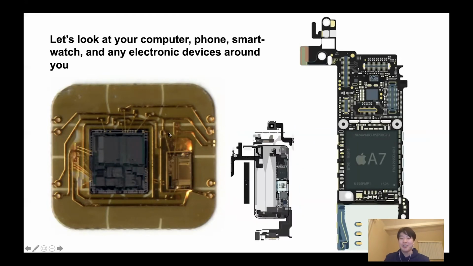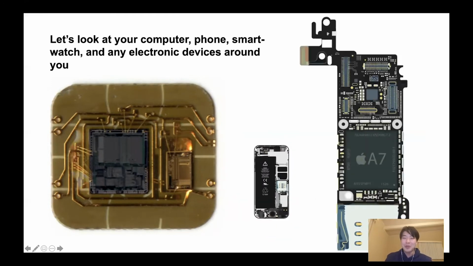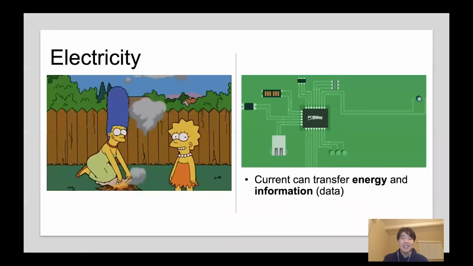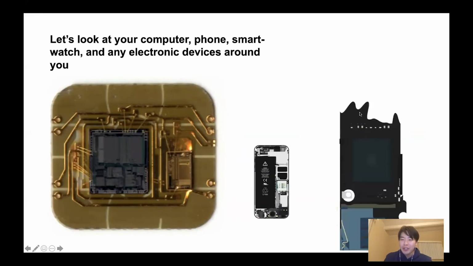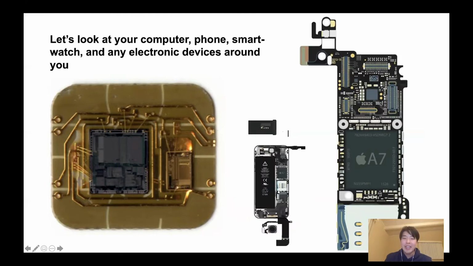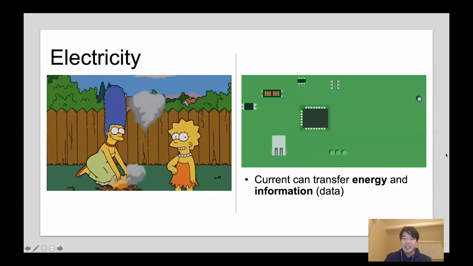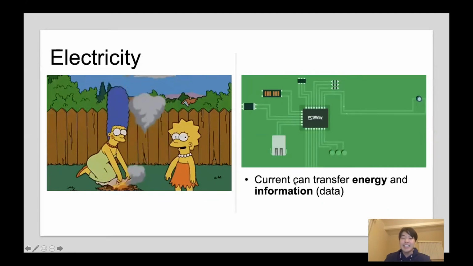So everything is circuitry. It's made of what? A bunch of circuit boards. So that's why we're learning about electricity a little bit, because why? When we have a circuit board, you can see these little wires, these highway-looking things, right? They let electrons flow. So when the current is flowing, it not only transfers energy, but it can also transfer information.